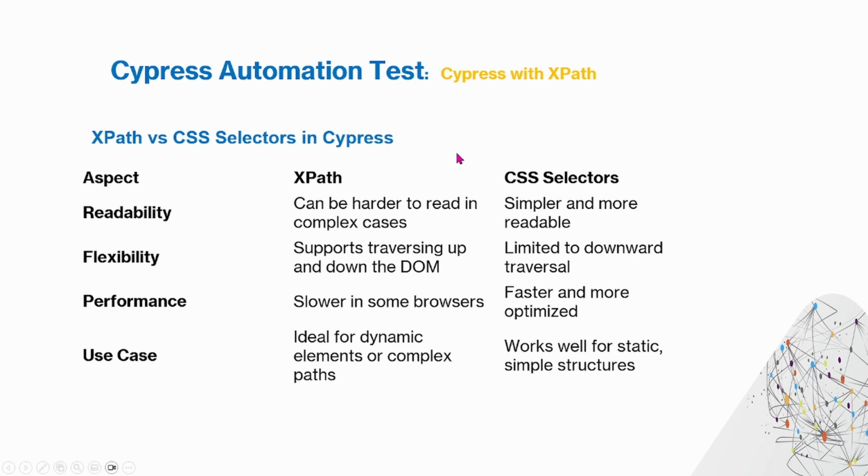Here are some more things about XPath. We're just going to compare XPath and CSS selectors. In terms of readability, XPath can be harder to read, and CSS selectors are a bit more straightforward and simple. In terms of flexibility, XPath supports traversing up and down the DOM, while CSS selectors are limited to downward traversal. In terms of performance, XPath is a bit slower in some browsers, and CSS selectors are faster. In terms of use case, XPath is ideal for dynamic elements or complex paths, and CSS selectors work well for static and simple structures.